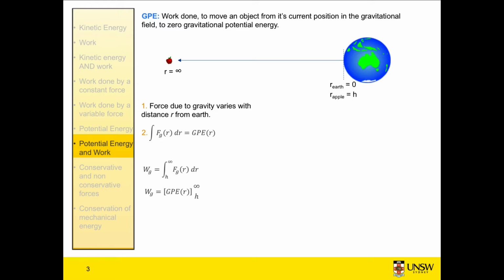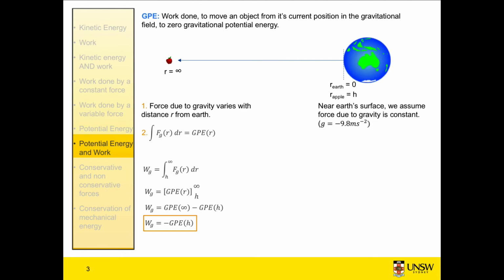We also know then, from point 2, that the integral of the force dr is equal to some expression for the gravitational potential energy at that point R. So we analyse that expression for the gravitational potential energy between h and infinity, and we find that the work done is equal to the negative of the GPE at that height. So we have a general expression for the work done by gravity.